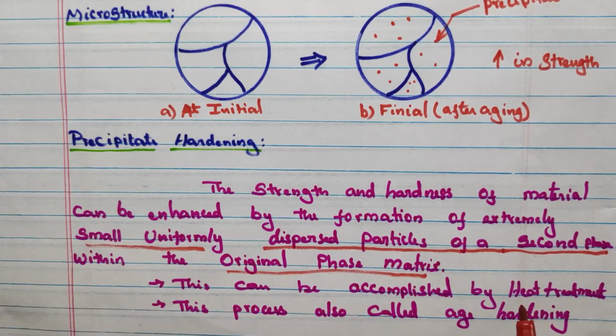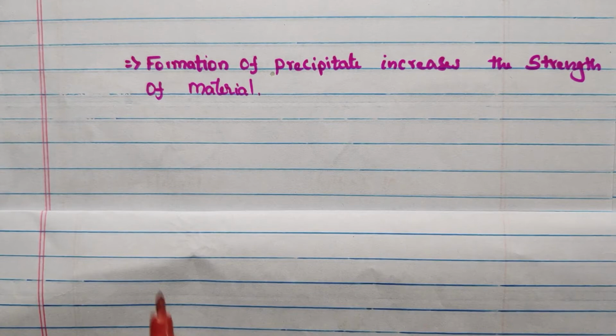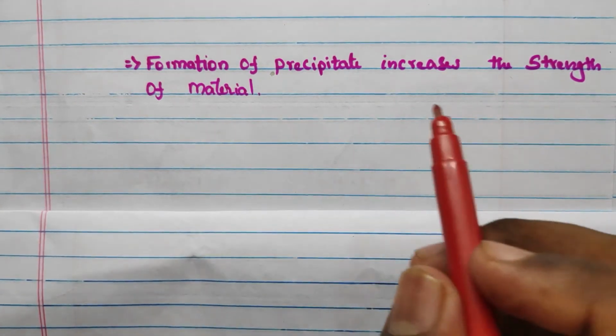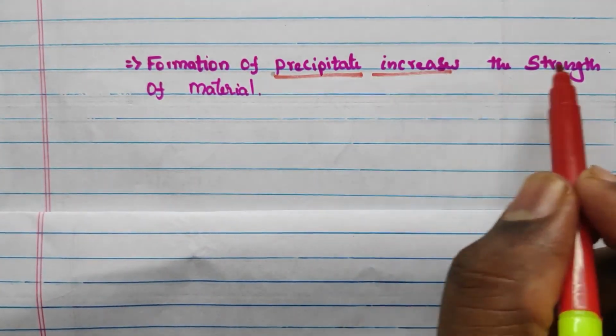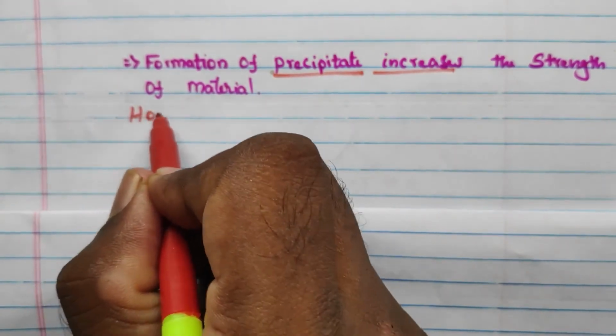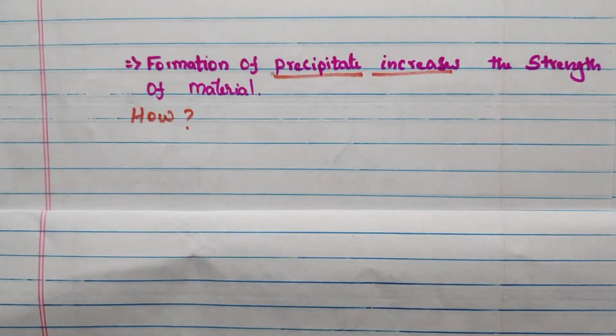This is accomplished by the heat treatment we discussed at the start of this title, and this process is also called age hardening. So in place of precipitate hardening, they also call it age hardening. I said formation of precipitate increases the strength of the material. Am I right? And how is it happening in the material?